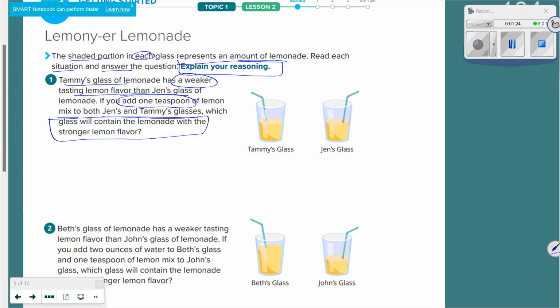Since you're adding 1 more teaspoon of lemon to both Jen and Tammy's, Jen already has more than Tammy does, so it doesn't make a difference. Right. So Jen's glass is already stronger, yes? So if you just add the same amount to both glasses, is it going to change the fact that hers is stronger? No.